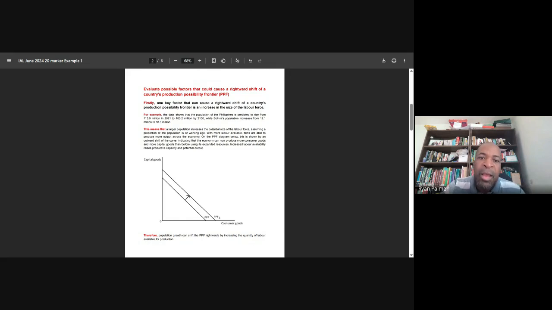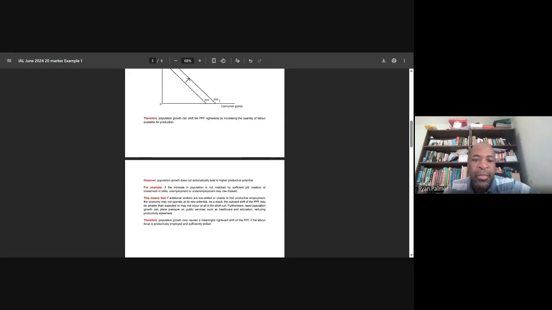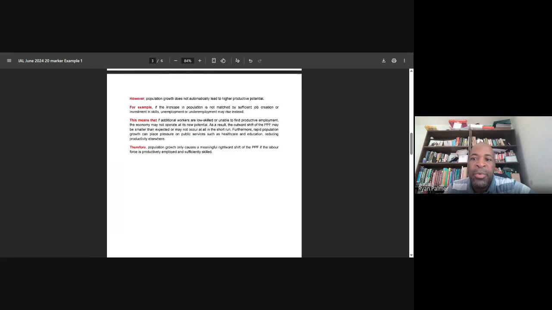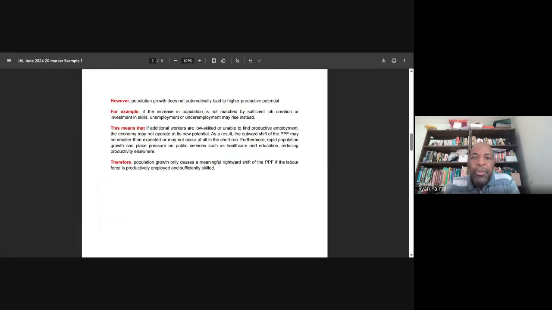what I would recommend is that we evaluate as we go along. So our next paragraph will be about evaluating the first point. It should look something like this. So, however, population growth does not automatically lead to higher productive potential. Notice here in the evaluation, we straight away identify a sentence that gives a condition to the point that we raised earlier. So it critically evaluates the point that we raised earlier. And now we give an example.